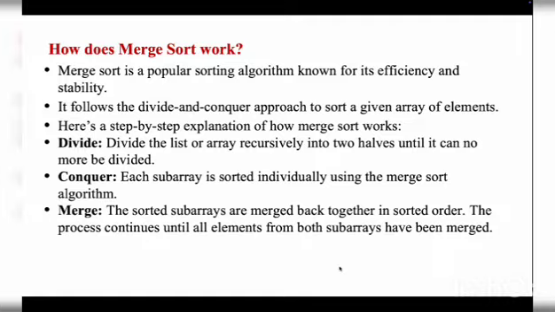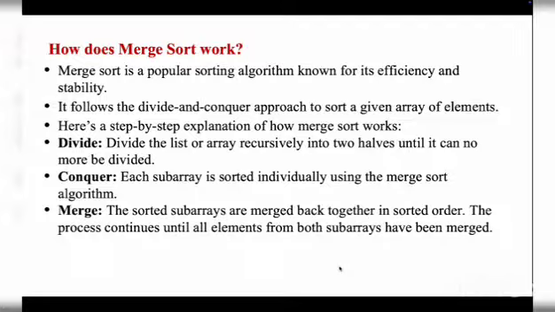And now an explanation of how merge sort works. Merge sort is a popular sorting algorithm, known for its efficiency and stability, and it is one of the easiest algorithms to approach. It follows the divide and conquer approach to sort a given array of elements. The step-by-step process is explained here. First we have to divide, that is, divide the list or array recursively into two halves until it can no more be divided.